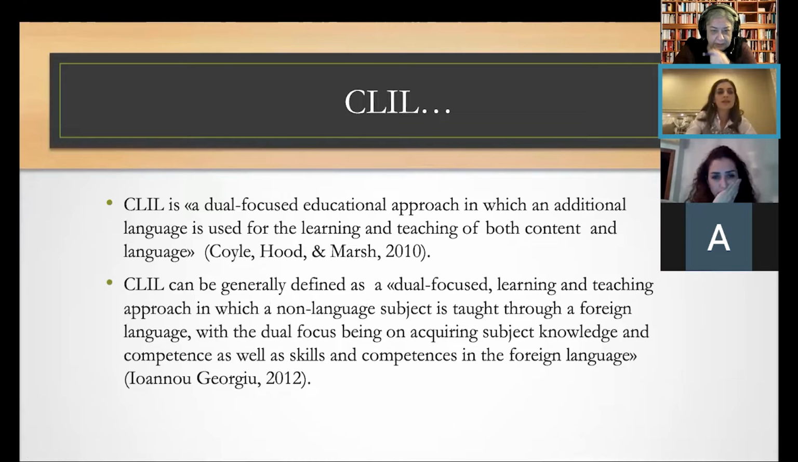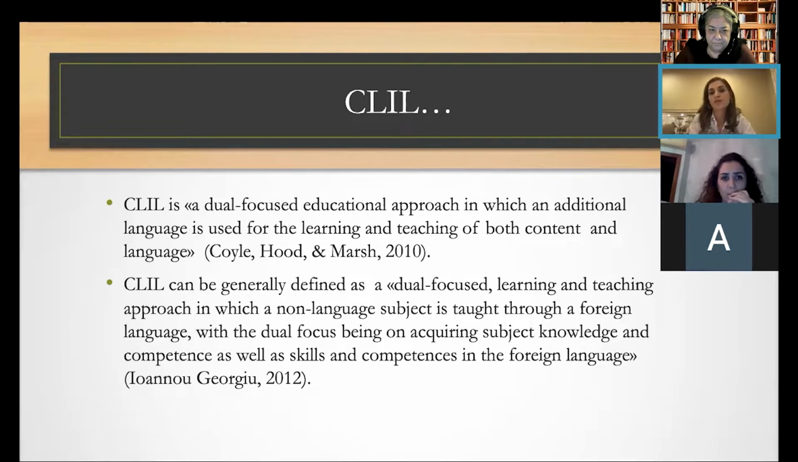The theory and the methodological concerns of CLIL arose almost 50 years ago from bilingual immersion education programs in French-speaking Canada. But the term CLIL, Content and Language Integrated Learning, was first coined by Marsh in 1994. Marsh defines it as a dual-focused educational approach in which an additional language is used for the learning and teaching of both content and language.